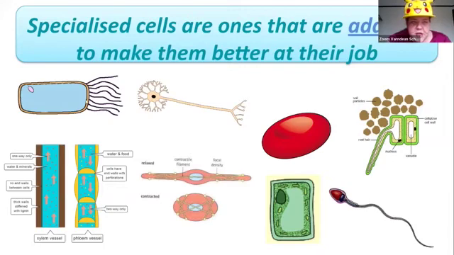This one up here is the ciliated epithelial cell. Okay, and this is the one with the tiny little hairs that beat the little egg along the fallopian tube or the mucus up your trachea. Okay, so their adaptation is they've got these little twiggly bits.